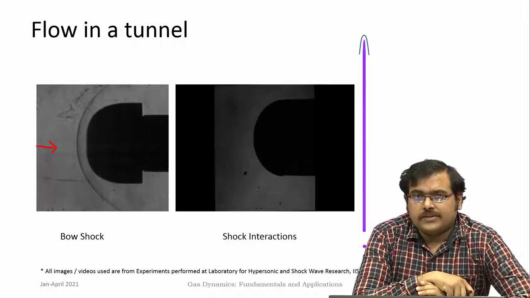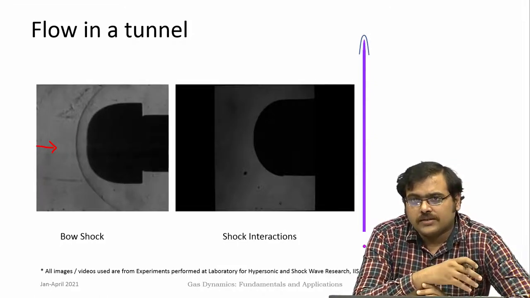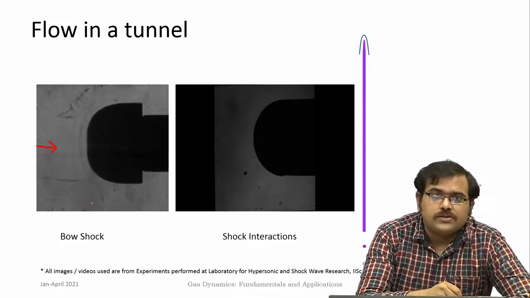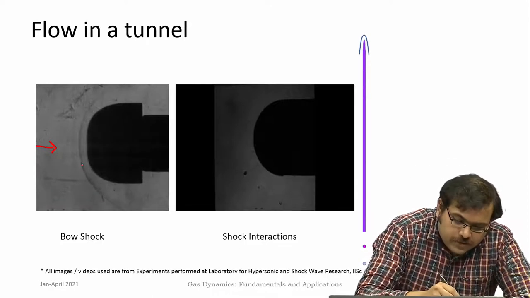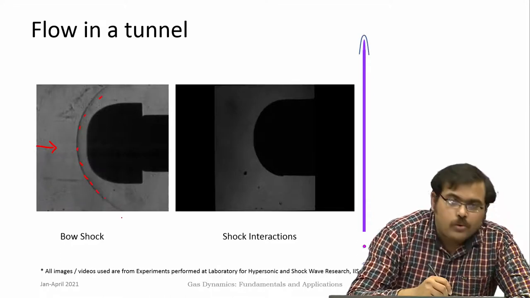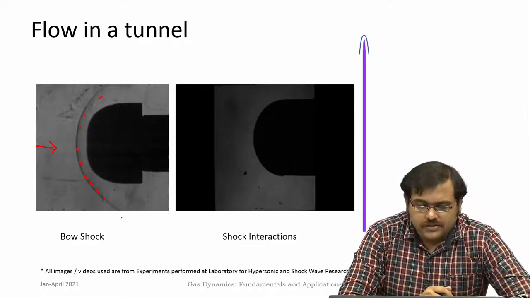And this sudden change in velocity is accomplished using a shock wave, which is well visible over here. This kind of shock has a bow-like structure. It is called a bow shock.